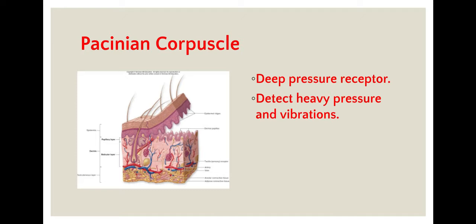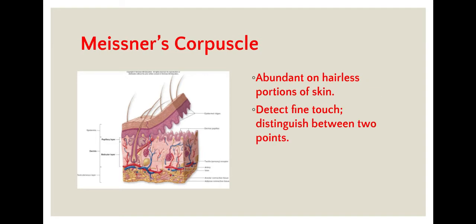Those Pacinian corpuscles are the deep pressure, so they detect heavy pressure and vibration. The Meissner's corpuscles, they're abundant on your hairless portion of your skin, like the thick skin, and they're for more fine touch, so less pressure, less force, and it's what helps you to distinguish between two points.